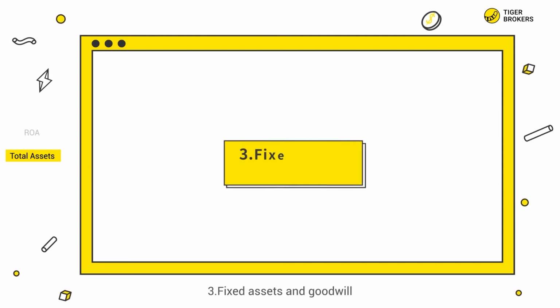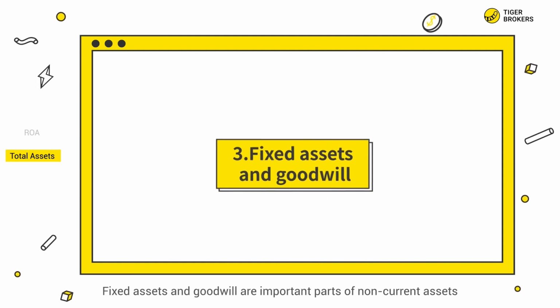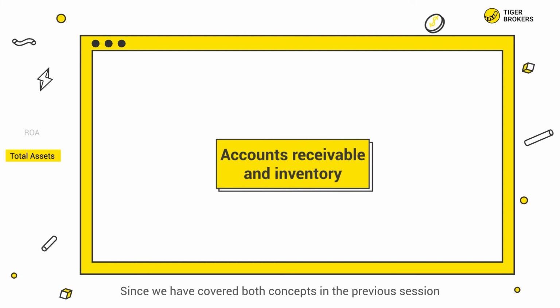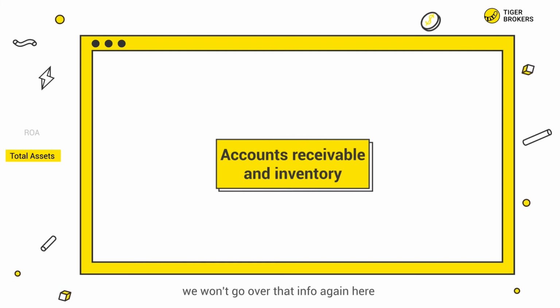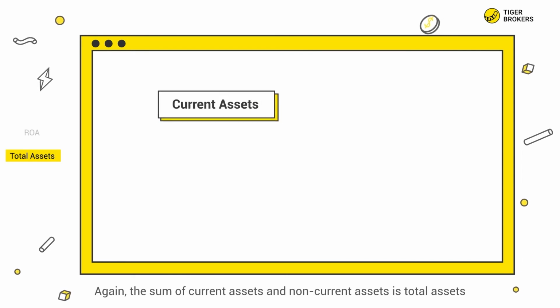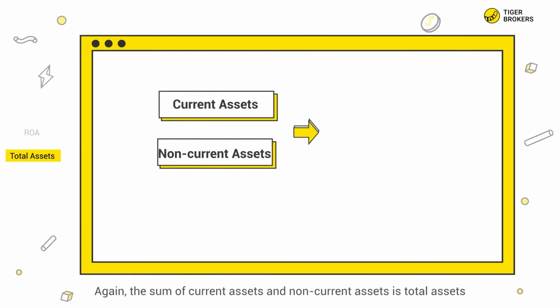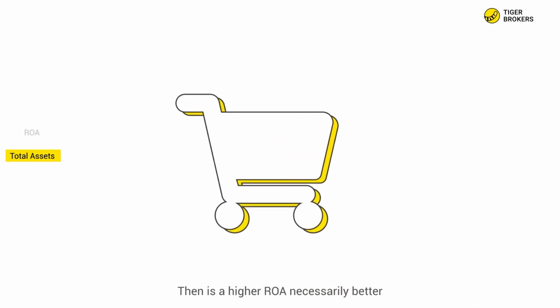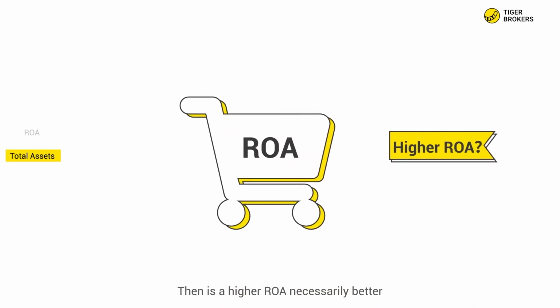3. Fixed assets and goodwill. Fixed assets and goodwill are important parts of non-current assets. Since we have covered both concepts in the previous session, we won't go over that info again here. Again, the sum of current assets and non-current assets is total assets, which is the denominator of ROA. Then, is a higher ROA necessarily better?